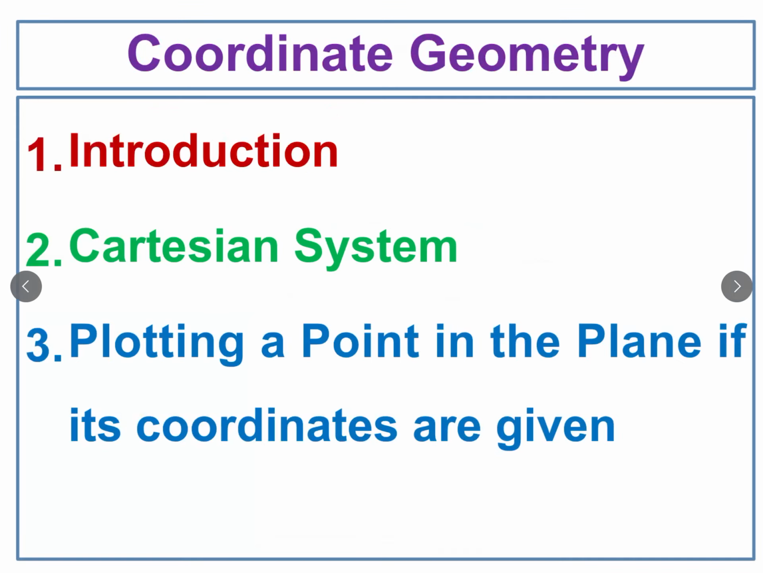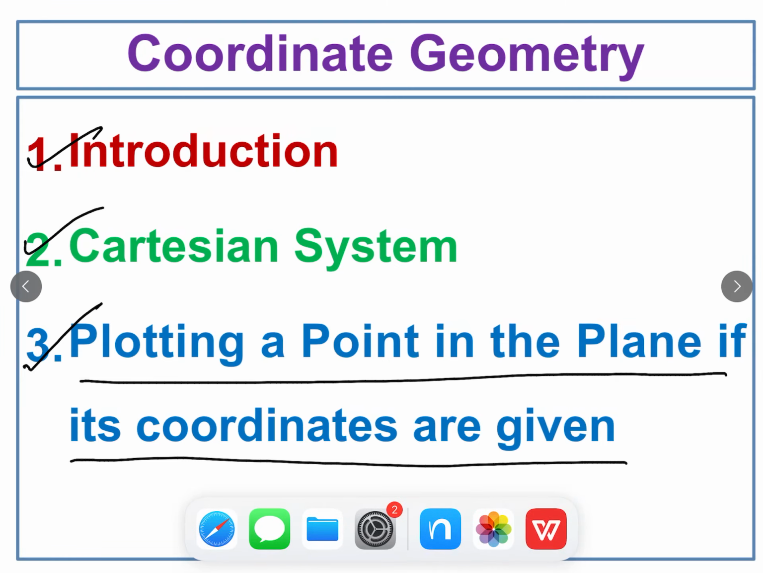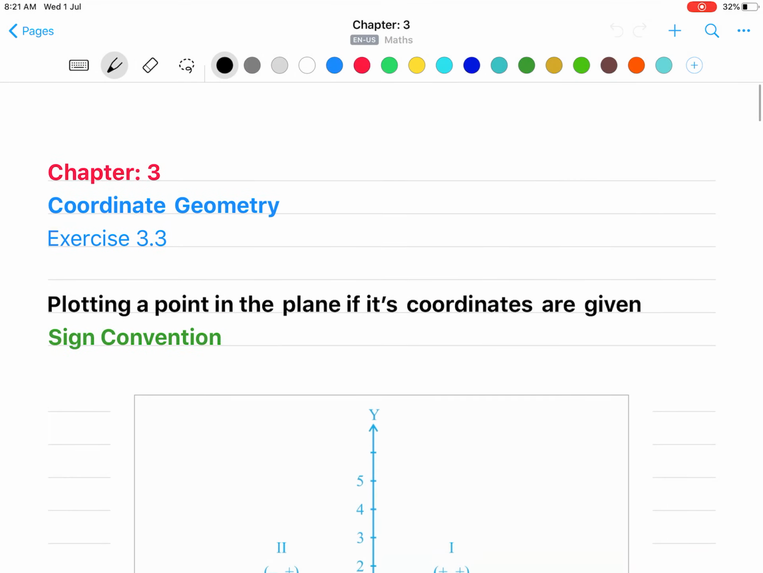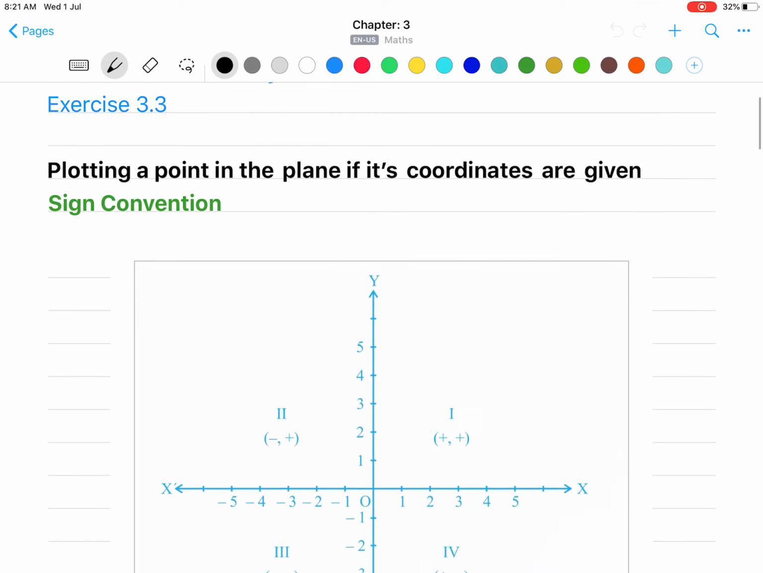This chapter, coordinate geometry, has in total only 3 subtopics, out of which we have covered the first 2 subtopics in the previous 2 sessions. In this session we are going to cover subtopic number 3, which is plotting a point in the plane if its coordinates are given. So let's start with exercise 3.3.